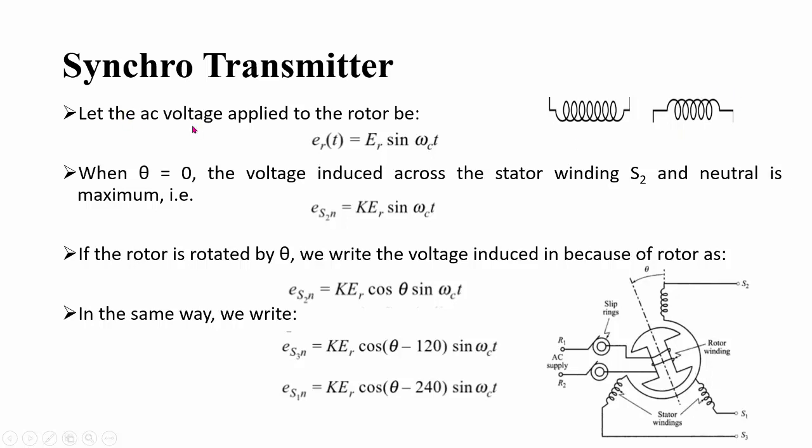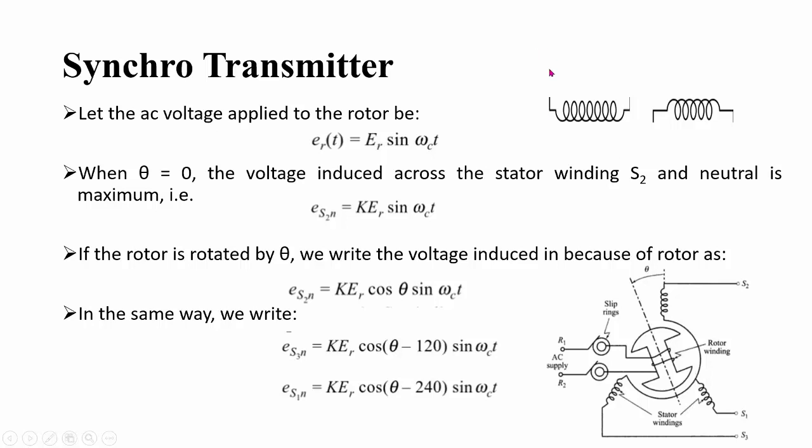And the AC voltage that is being applied to the primary winding or rotor is, let's say, ER sin omega ct. So omega c is nothing but the angular frequency of the sinusoid that is fed as input, while ER is the maximum voltage of that sinusoid. And let's say the instantaneous value is given by small e R. So this is the voltage that is being fed to this primary winding.